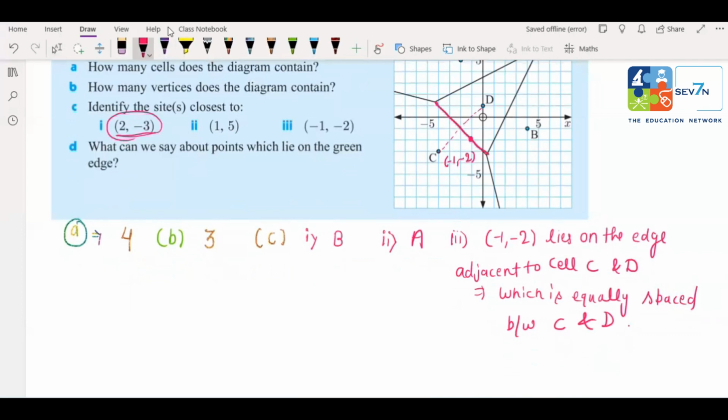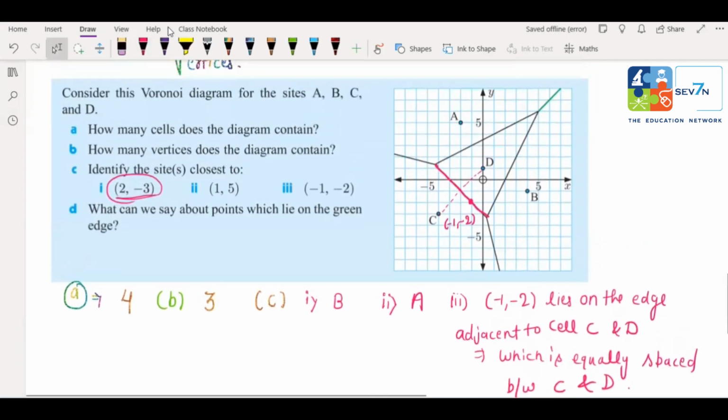Is this question clear or not? Yes, ma'am. Now the question is, what can we say about the point which lies on the green edge? See, this is your green edge. If any point lies on this edge, it means this line is perpendicular to A and B, right? So any point that lies on this line is always equidistant from A and B.